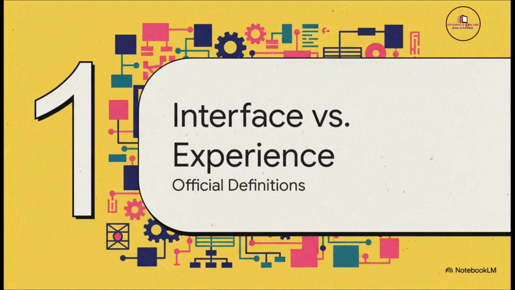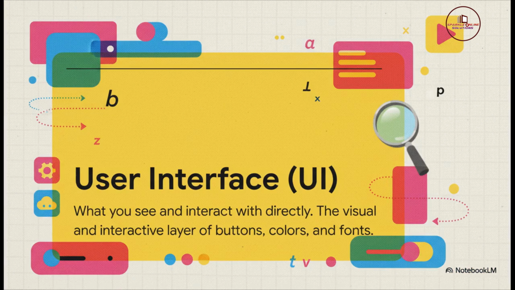All right, so that analogy gives us a really solid starting point. Now, let's dive a little deeper and get the official definitions on the table so we're all on the same page. First up, user interface, or UI. This is pretty straightforward. It's the visual stuff, the look and feel. It's the buttons you tap, the colors on the screen, the fonts you're reading. Basically, if you can see it and you can directly interact with it, you're looking at the UI.